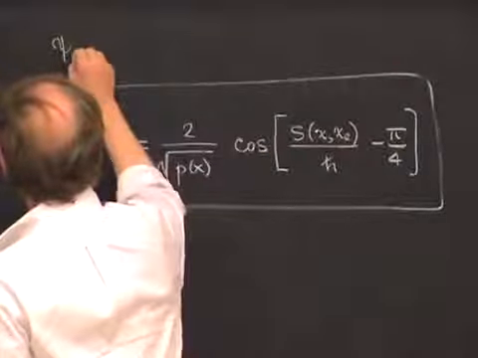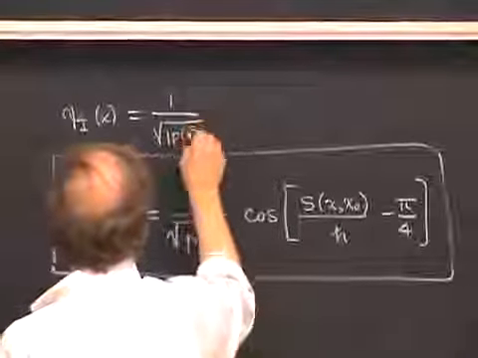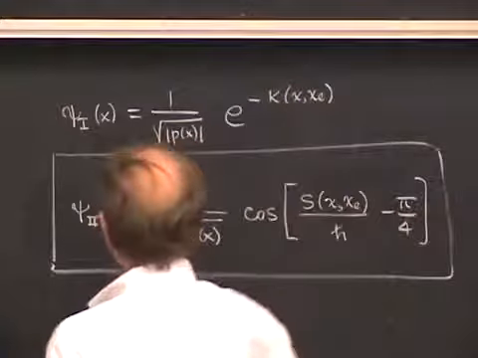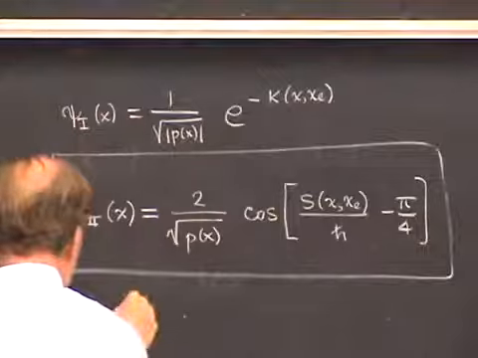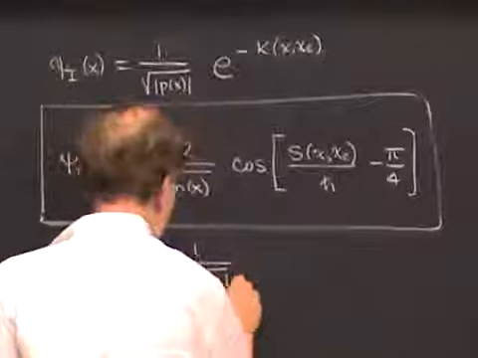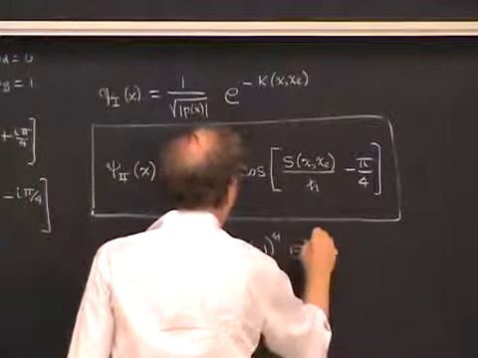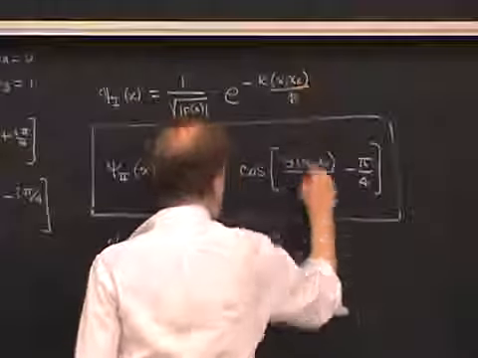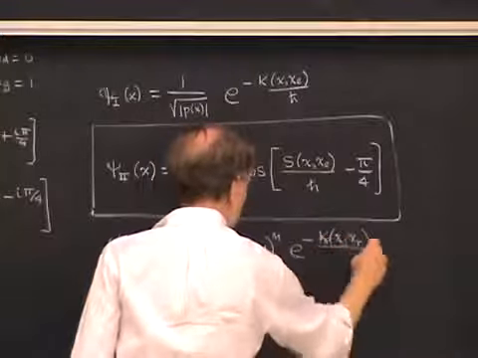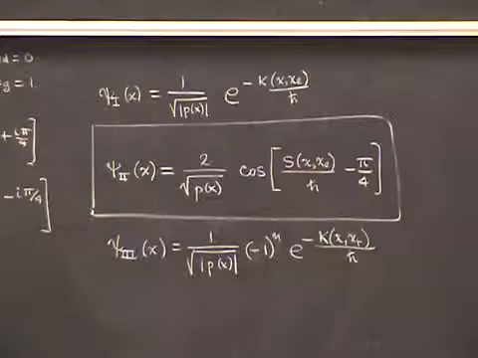In the classically forbidden region 1, it's 1 over the square root of the absolute value of p of x, e to the minus the integral of k of x, from x to xl, over h bar. And inside region 3, it's 1 over the square root of the absolute value of p of x, times minus 1 to the n, e to the minus the integral of k of x, from xr to x, over h bar. And so there's the complete set of solutions in all three regions for this problem, this oscillator.